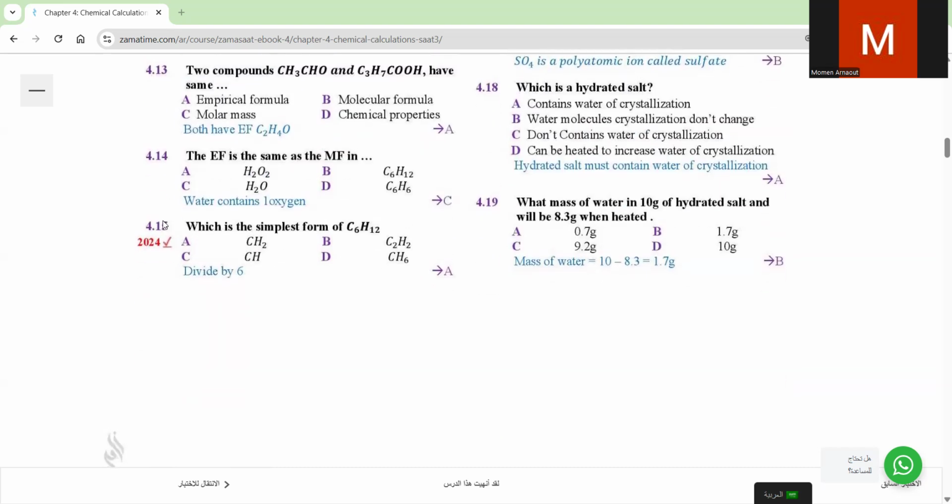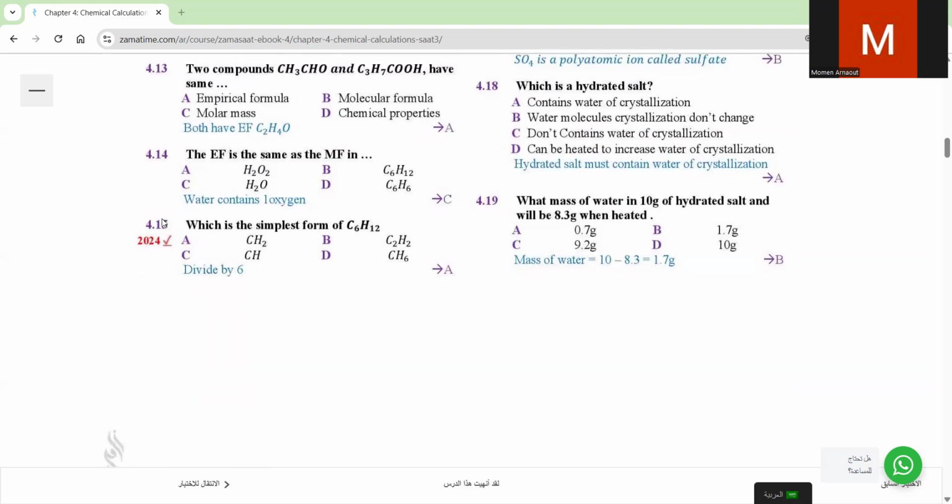What mass of water is in 10 gram of hydrated salt that will be 8.3 gram when heated? When I heat the hydrate, for example, the previous hydrate that we discussed, MgSO4.7H2O, by heating it, what will happen? Water will leave, plus 7H2O.